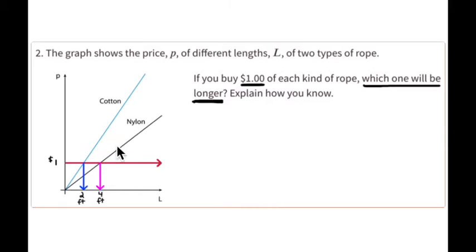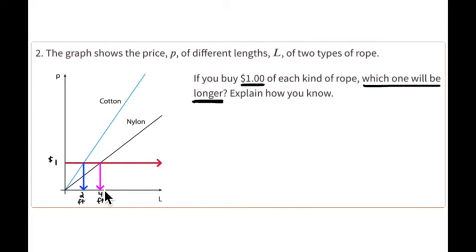It's the nylon rope. So that $1, let's say it gives you 2 feet of rope for cotton, and you get twice as much rope. 2 times 2 is 4 feet for nylon. So that same $1, you walk in the store, you give the cashier $1, give me all the rope I can get of cotton, they give you 2 feet. Give me all the rope I can get for nylon, they give you 4 feet.